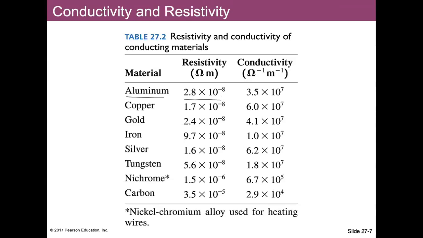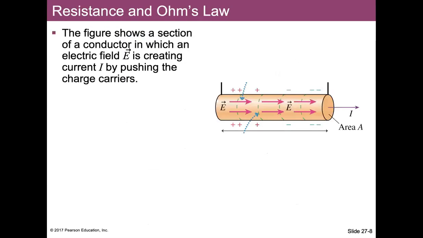Now, this idea of resistivity is useful, and now we're going to look at how we can use resistivity to help us see how that relates to the current through a particular wire. So we're going to look at not just the resistivity, but something called the resistance. And to get there, we're going to start by looking at this figure that shows a section of a conductor in which an electric field E is creating current I by pushing charge carriers in the opposite direction, but that's okay.